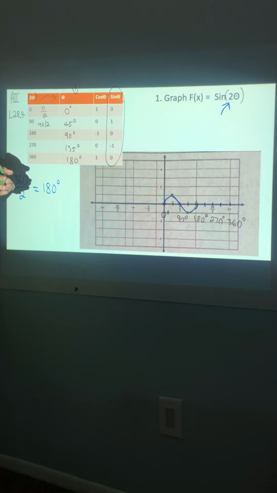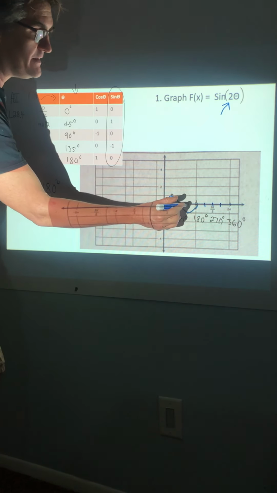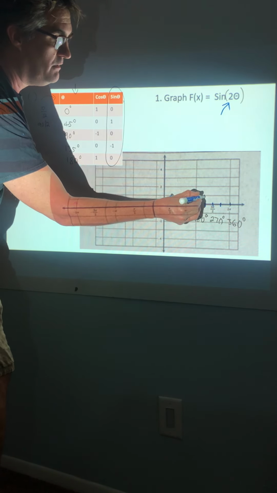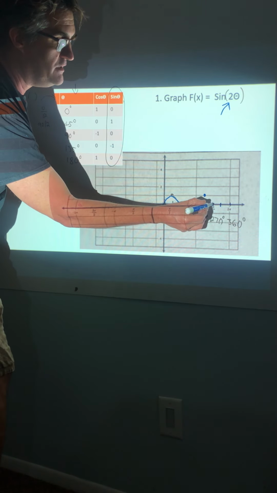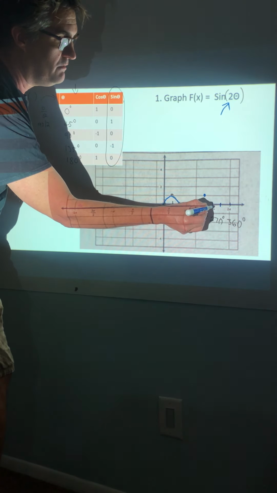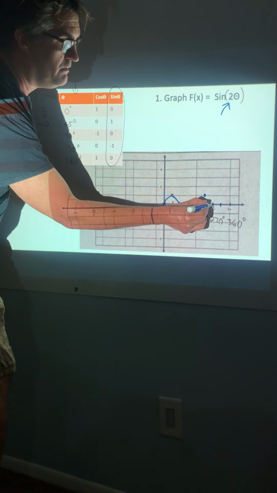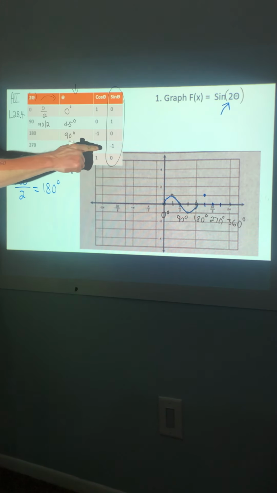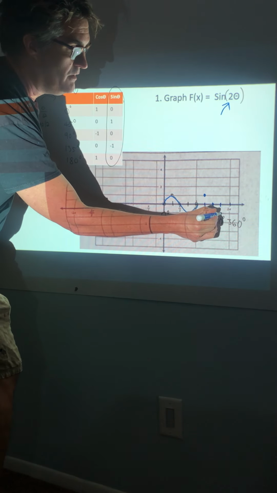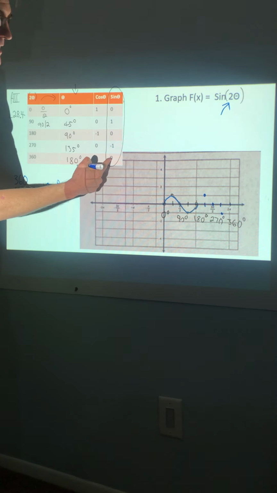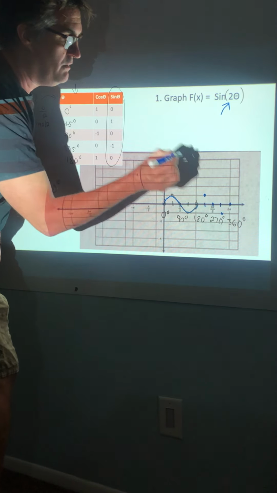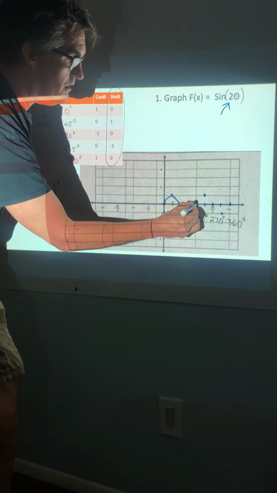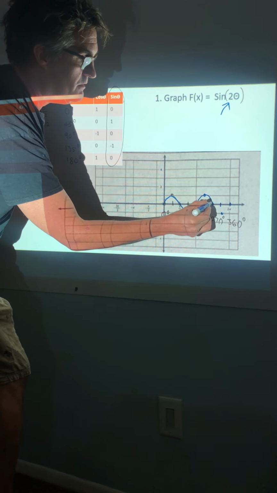Okay, so at 180, we said it was 0, right? Okay, and then we're going to go to the next one, which will be what? Back to 1. All right, then at 270, it would be 0. All right, and then what? Negative 1. And then finally back to 0. All right, so we're going to go and curve it up, down.